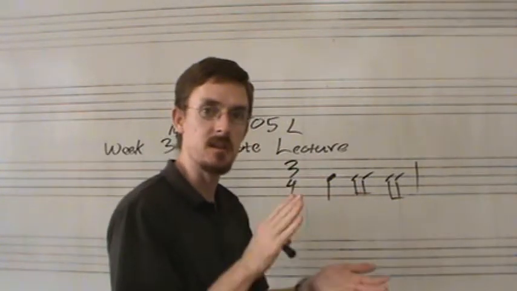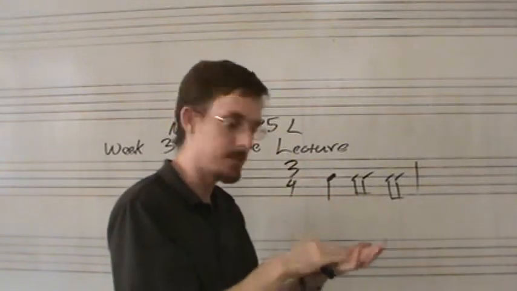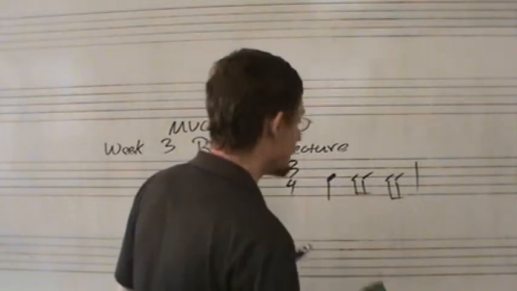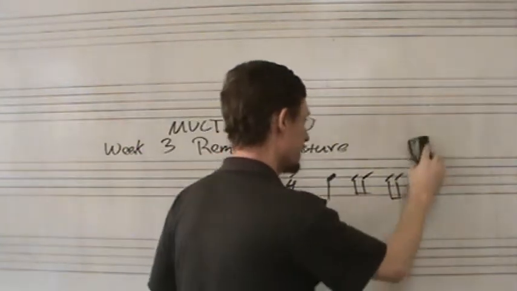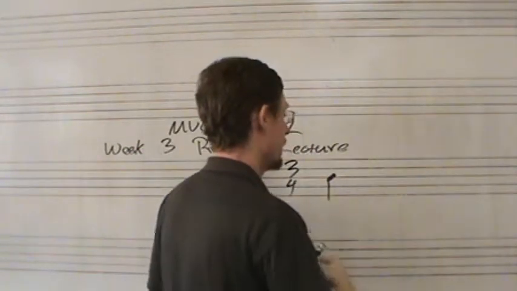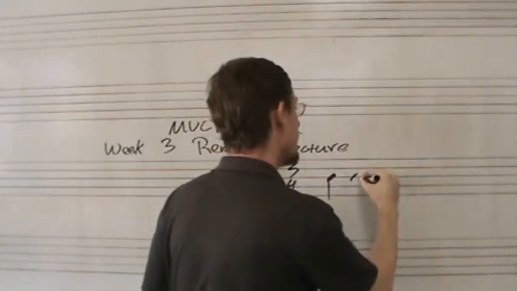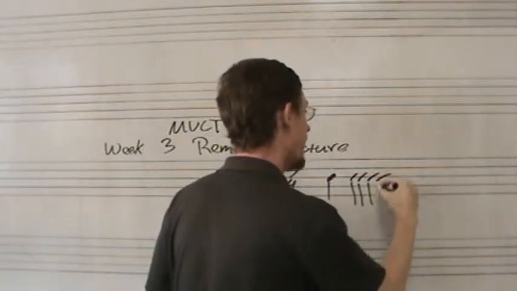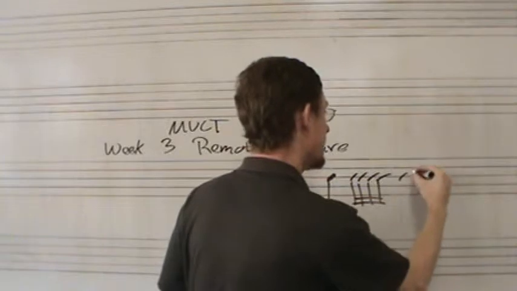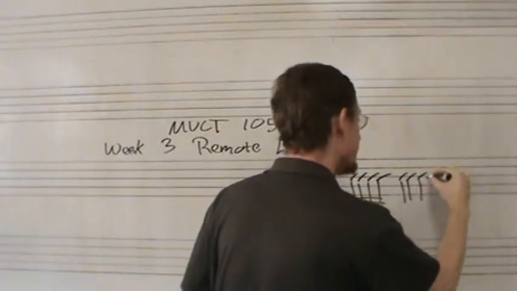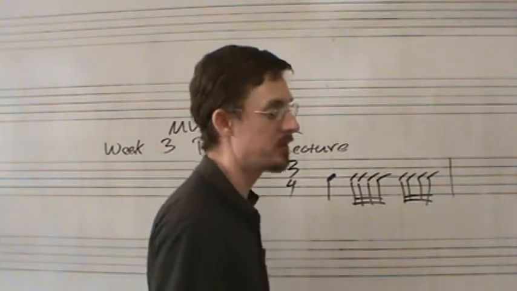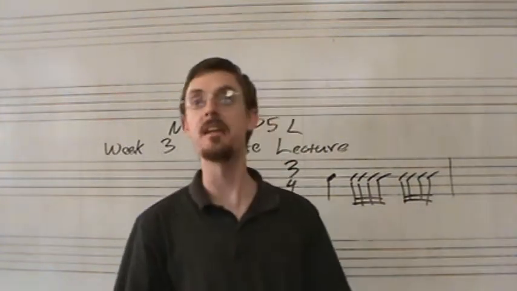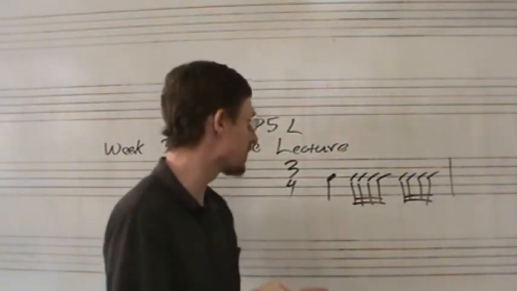1 and 2 and 3 and T, T, T, T, T. But in the case of 16th notes, where the quarter note receives the unit of the beat, we are at the double subdivision because we are dividing the beat in half and then in half again. So we have a quarter note, we divided it in half into the eighth note, and then divided it again into the 16th note. This is the double subdivision.